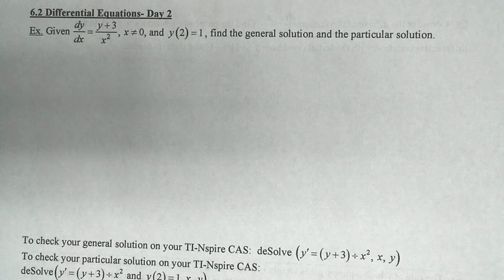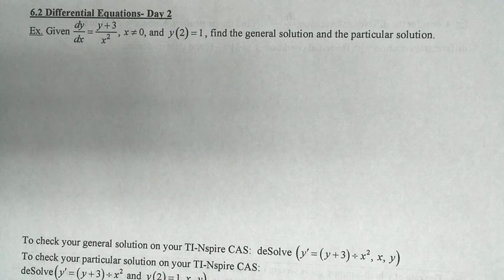We have that dy/dx is equal to (y + 3)/x², where x is different than 0, and y(2) = 1 is your initial condition. They want you to find the general solution and the particular solution. So what are you going to do here?